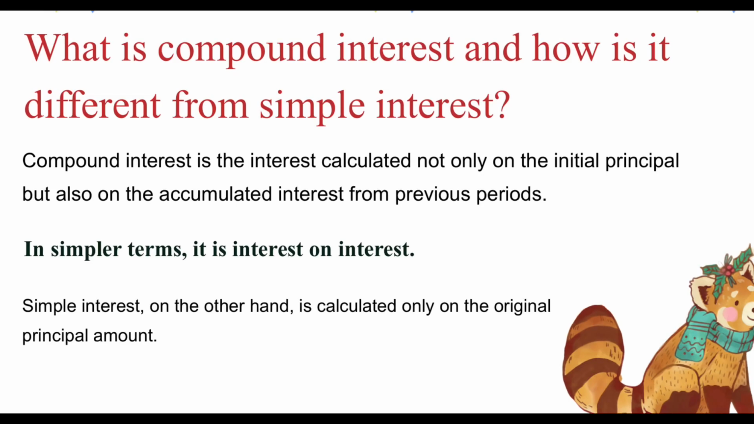Now, what is compound interest and how is it different from simple interest? Well, compound interest is the interest calculated not only on the initial principal, but also on the accumulated interest from previous periods. In simpler terms, it is interest on interest. Simple interest, on the other hand, is calculated only on the original principal amount.